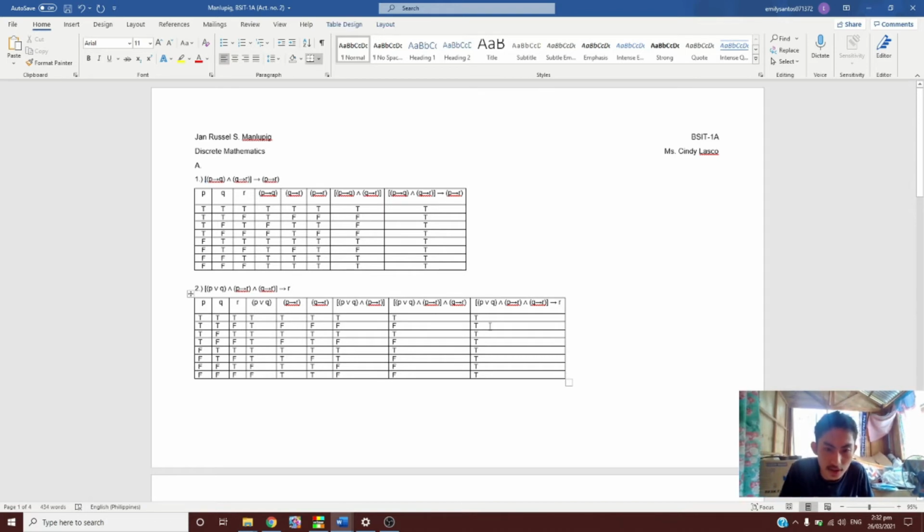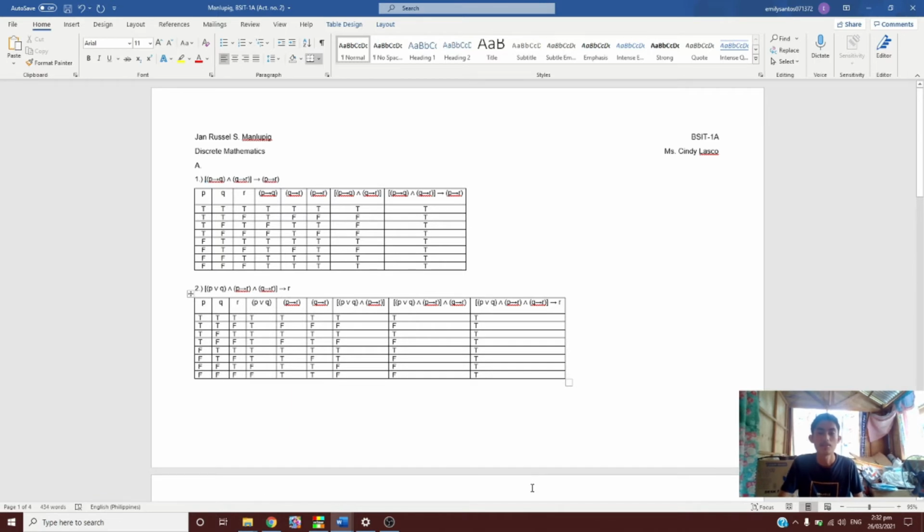So T and T, T and F and F, so equals T and T equals T, F and F, T and T. So F implies F, also F implies T, which is T, and F equals T. So let's proceed to number 2.